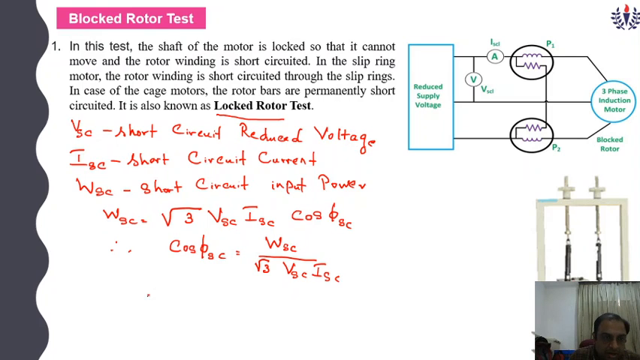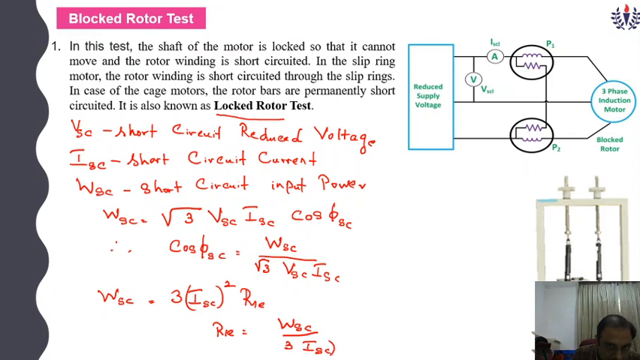And in the block rotor test, we are measuring the copper loss also. WSC losses is equal to 3 ISC square into R1E, where R1E is the block rotor resistance. So R1E equals WSC by 3 ISC square.